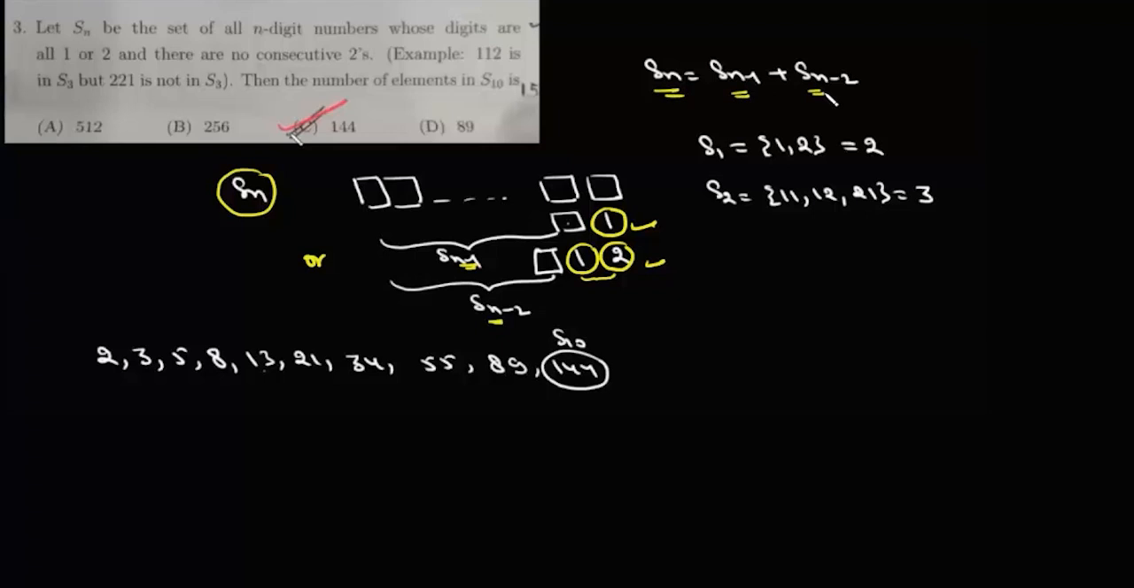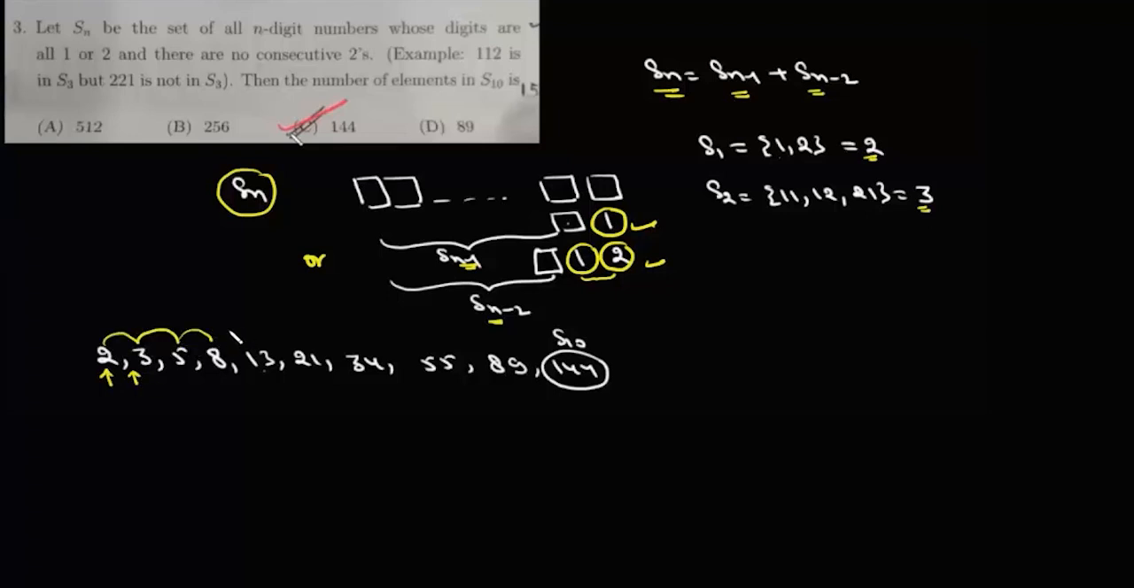And in order to find the value of S10, first we'll find S1 and S2. S1 is when we have only one element. So there'll be two such numbers, either 1 or 2. And for S2, it'll be 11, 12, 21, but not 22. So S2 is 3. So this is your S1 and that's your S2. Now S1 plus S2 is S3, which is 5.